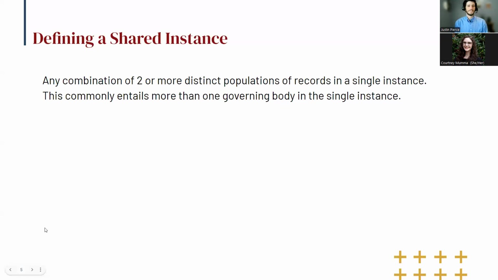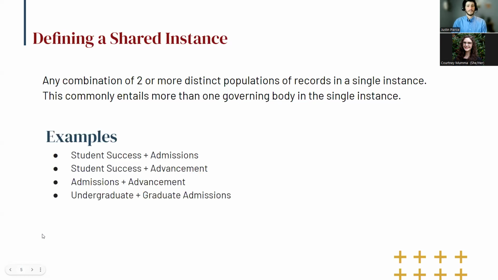So first and foremost, what is a shared instance? We want to make sure we're defining that for everyone. That's a combination of two or more distinct populations of records in a single instance. It commonly entails more than one governing body in that single instance. So the most common examples are things like admissions and student success together in one instance of Slate. Maybe you're thinking about this for undergrad and graduate admissions together, maybe admissions all the way through advancement. All can be use cases for sharing an instance of Slate.